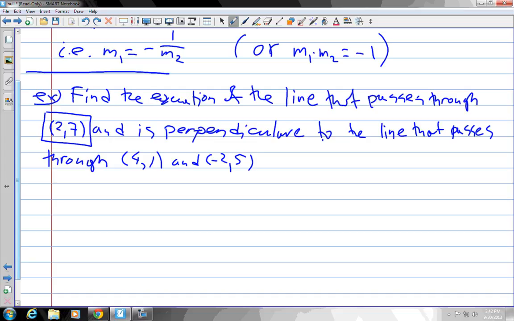So (2, 7) is the point on our line. But I also know that our line is perpendicular to this line that goes through those 2 points. Does the question make sense? So again, I know the point. I do not know the slope. So the first step, I need to find the slope. So how would you go about finding the slope?